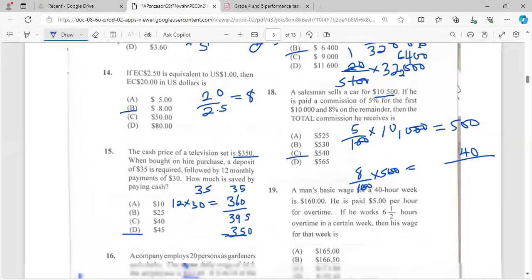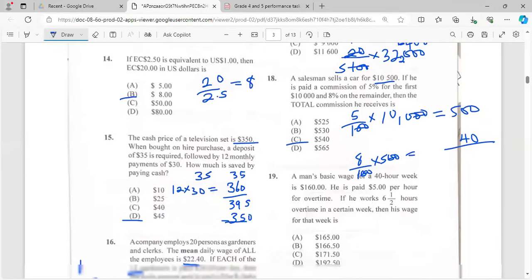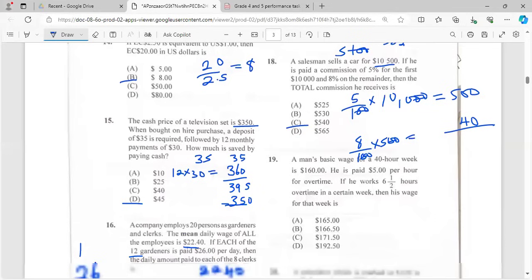A man's basic wage for a 40-hour week is 160. He's paid $5 per hour for overtime he works. So basically, then given the original amount of work, we just need to focus on 6.5 times the 5, which is the overtime money, right? And I gave you the rate already, you know? So we don't have to do the time and a half. We already know the rate. So all we have to do is multiply 5 times 6.5.